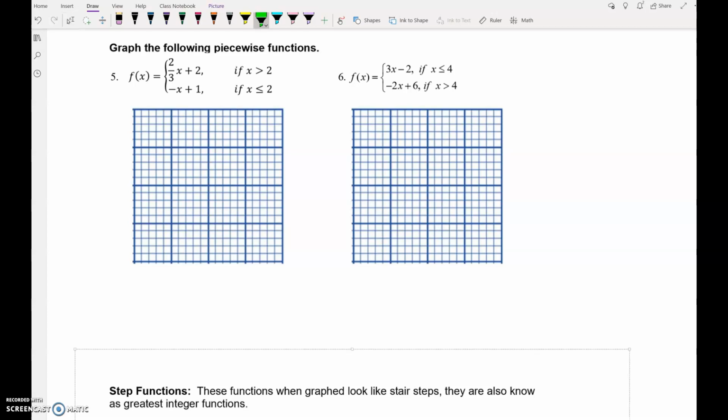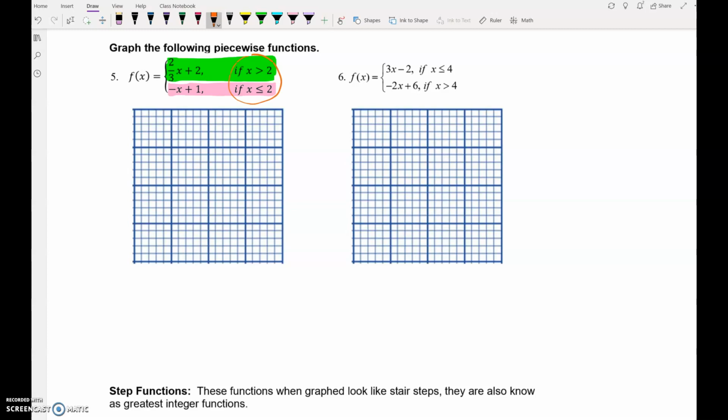So the 2 functions, I'm going to use green this time for the top and pink for the bottom. These 2 functions are going to be put on the same graph. At what value do we switch from the green function to the pink function? Take a look at this part.